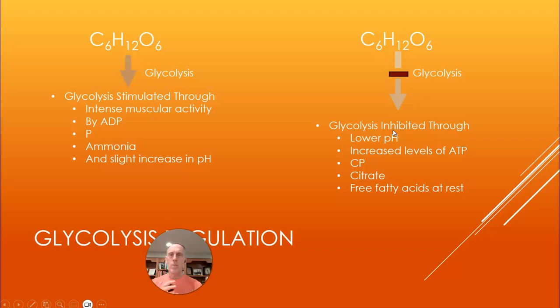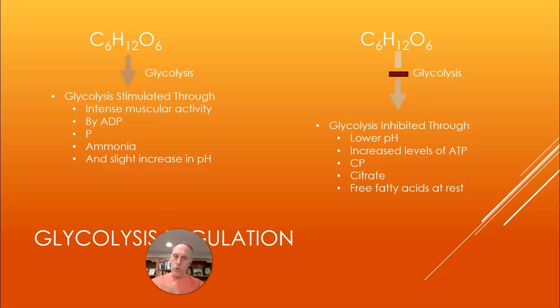All right, so we put those side by side. You have C6H12O6, which is sugar, glycogen, if you will, and you have glycolysis happening here. Glycolysis is stimulated through intense muscular activity by ADP, phosphate, ammonia, and a slight increase in pH. When glycolysis is inhibited, shown here with this dashed line breaking our arrow, you have a lower pH level, an increased level of ATP, creatine phosphate, citrate, and free fatty acids at rest.